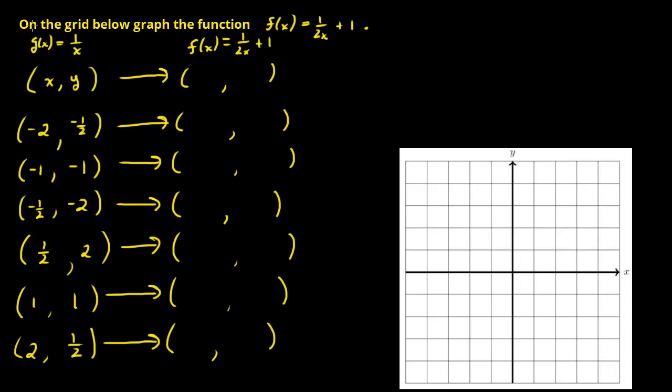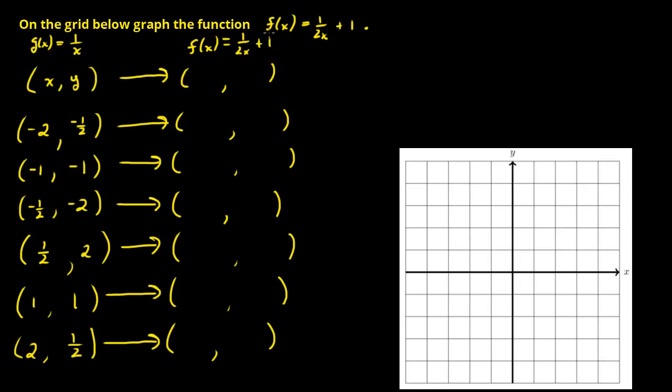Hi everyone, in this video we look at an example where we're asked to graph a function involving multiple transformations, involving a stretch and a translation. So the example says, on the grid below, graph the function f of x is equal to 1 over 2x plus 1. The first thing that we have to do is identify what the parent function is. And the parent function here is 1 over x.